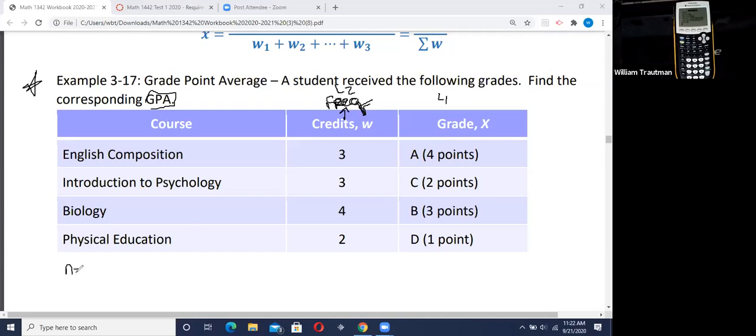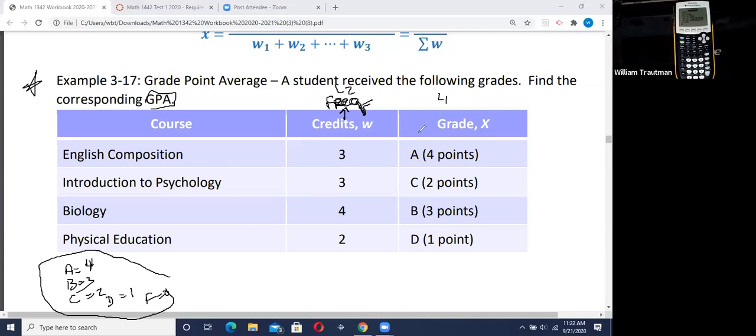Numerical grades, A is worth 4 points. This is how we calculate your GPA. The computer calculates your GPA for your being here at school. B's are worth 3 points. C's are worth 2 points. D's are worth 1 point, and F's are 0. So these are the points for a grade in a class.